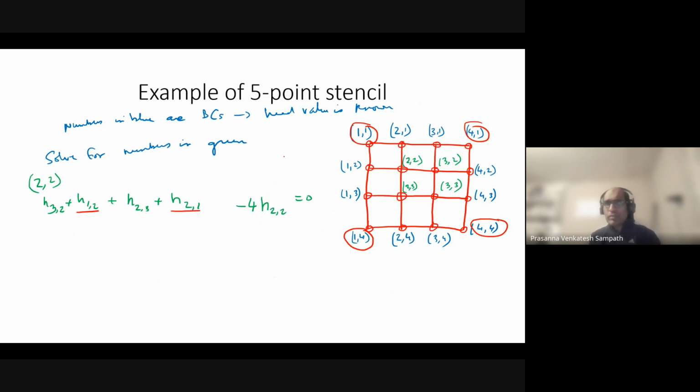H of 1 comma 2, which is this value, and h of 2 comma 1, which is this value. So in this equation, I have 3 comma 2, which is in green here, so it's unknown. 1 comma 2 has been underlined, and that is the boundary value. I know that value. 2 comma 3 is again over here in green, it's an unknown. 2 comma 1 is this value, which is the boundary condition. So this value is also known. 2 comma 2, this is my unknown anyway. So in this equation, there are 3 unknowns and 2 knowns which have been underlined in red. Okay, 3 unknowns, 2 knowns.